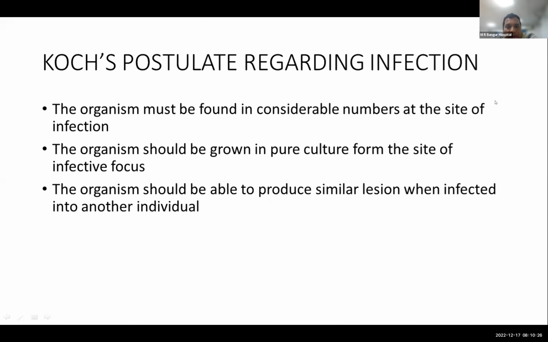Koch's postulates regarding infection: the organism must be found in considerable number at the site of infection. The organism should be grown in pure culture from the site of the infective focus, and the organism should be able to produce a similar lesion when injected into another individual.